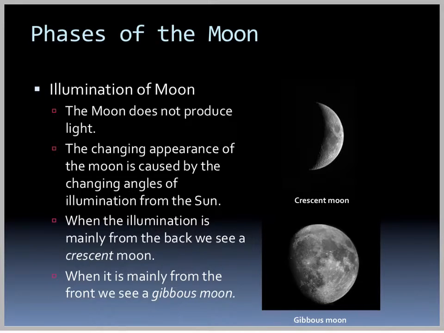So the moon does not produce light. It reflects light. So the changing appearance of the moon is caused by the changing angles of illumination from the sun. When the illumination is mainly from the back, we see a crescent moon. When it's mainly from the front, we see a gibbous moon. Crescent is less than half lit, gibbous is more than half lit.